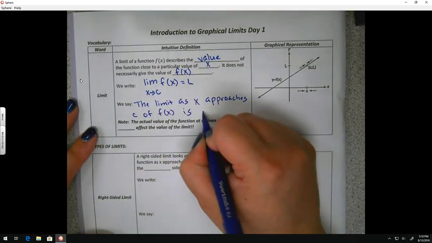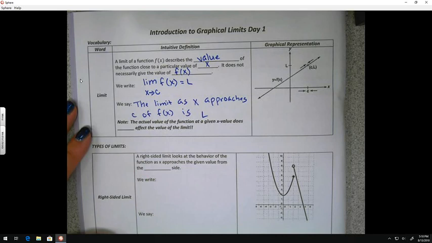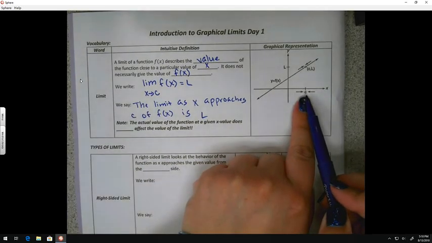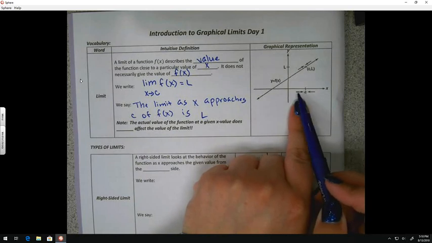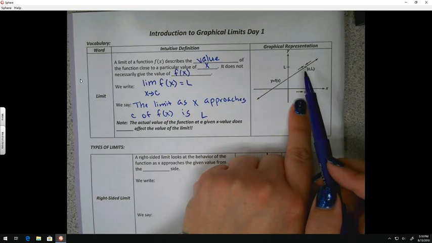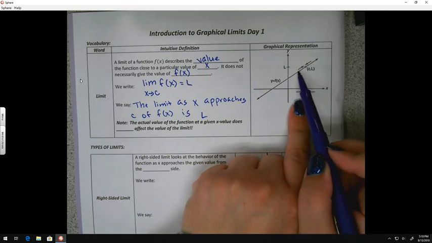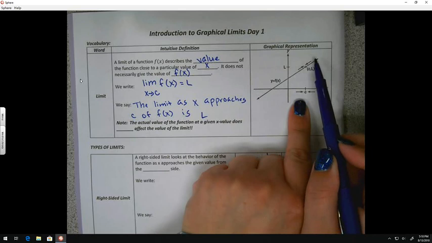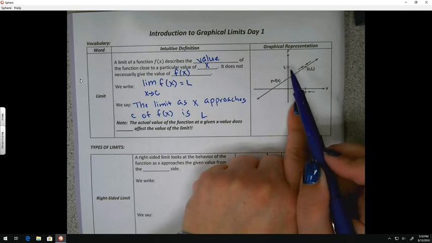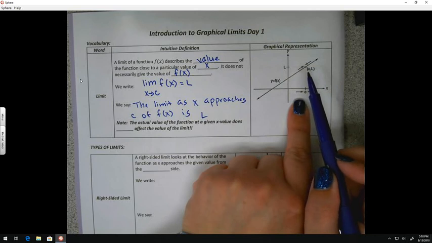So if we look at this picture over here, here's our value of x that we're approaching, so c. We're approaching from the left and we're approaching from the right. So if we actually look at our function, here we are approaching c from the left and approaching c from the right, and we can see that even though that's an open circle, they're approaching the same value of L. So that limit as x approaches c is actually L, even though it's an open circle right there.